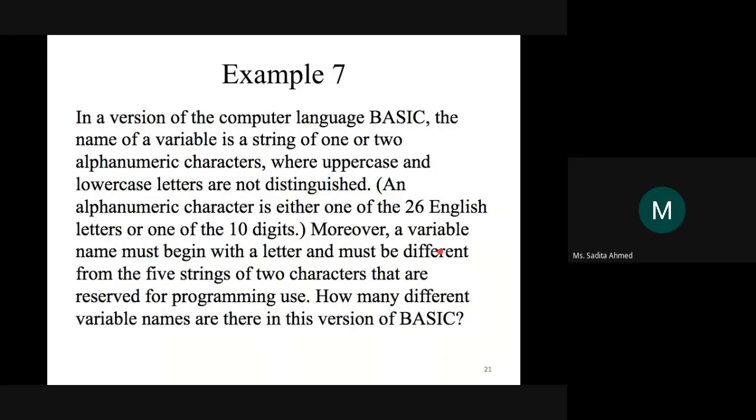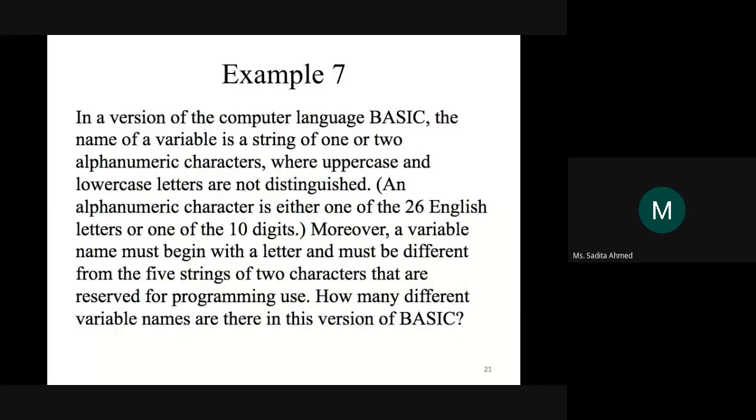If you've done even basic programming, you know that there are some names which are reserved for programming purposes. For example, for, if, these key terms are reserved for programming use. Similarly, in this version of BASIC, there are 5 strings of 2 characters which are reserved for programming use. You cannot use these as your variable name.